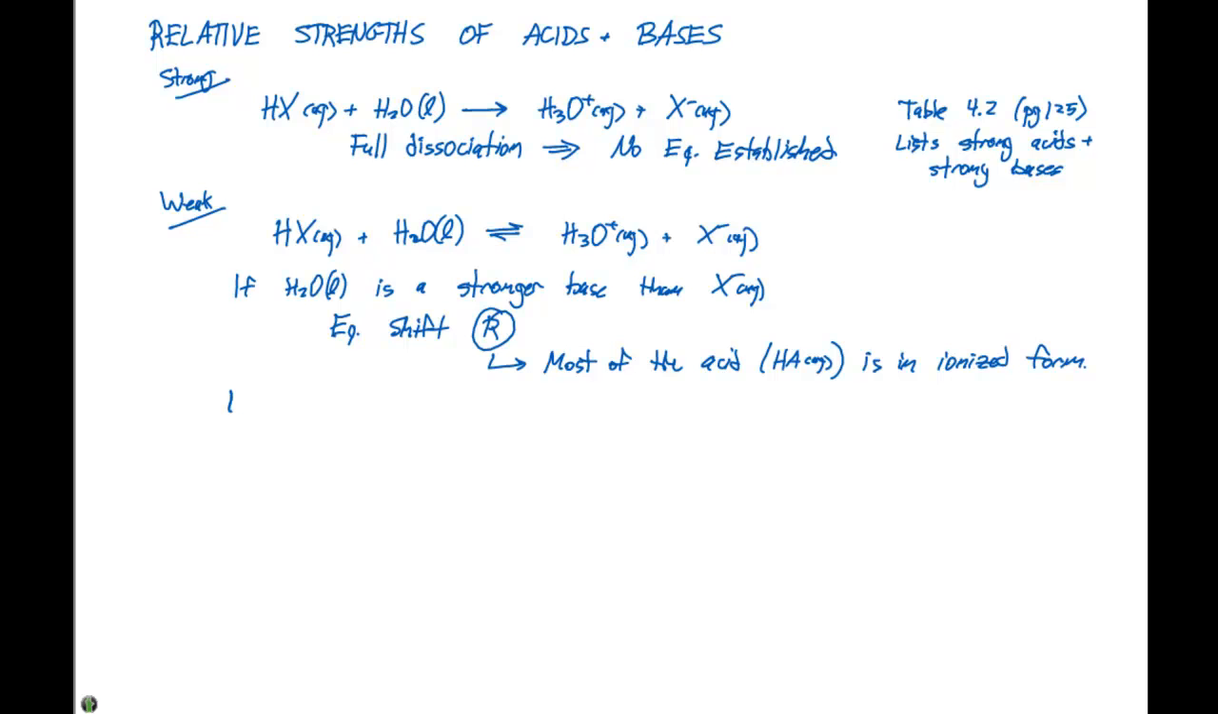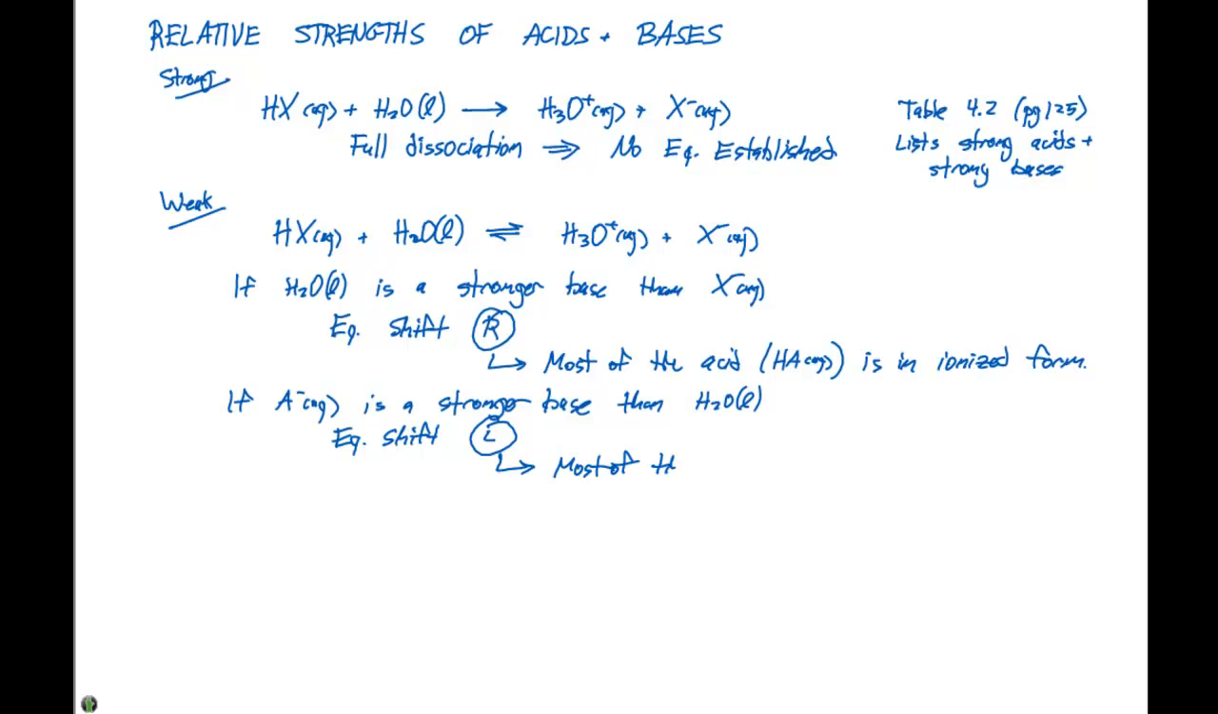If, on the other hand, A minus is a stronger base than water, then our equilibrium will shift over to the left. And that means most of the acid, or HA, is in the unionized form.